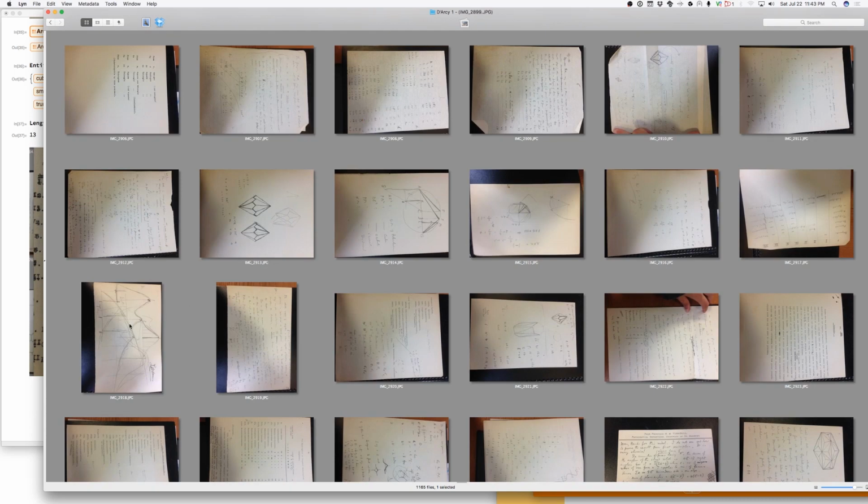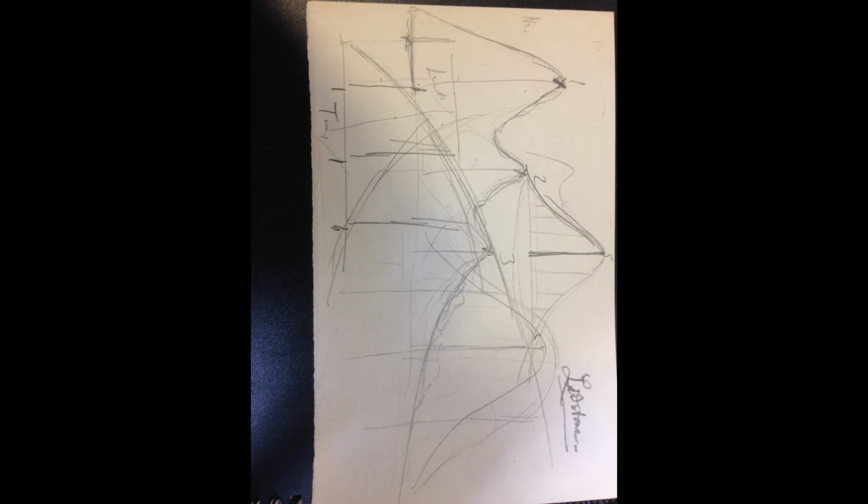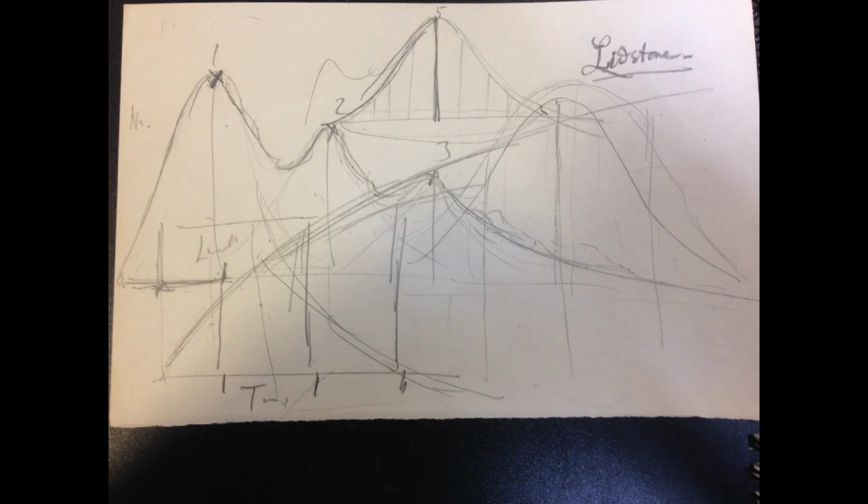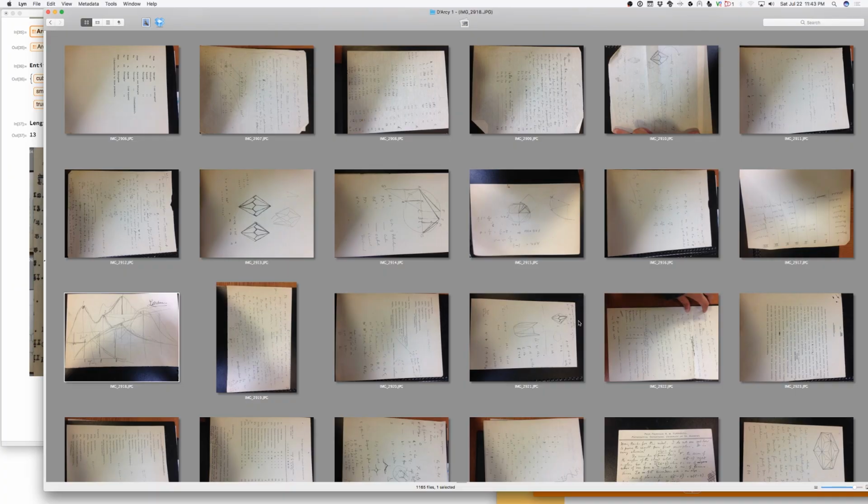What on earth is that thing there? I don't know what that is. I have no idea what that is. Okay. Let's see whether there's anything around it that would give a hint. Let's see what the next document is.